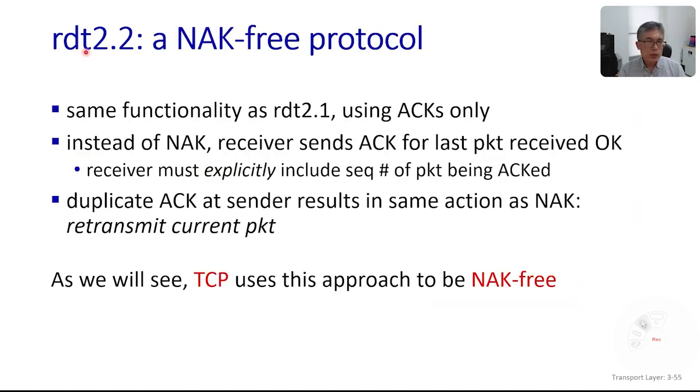Next is the RDT 2.2 case, which is NACK-free. Previously a negative ACK was used, but instead of a negative ACK, the receiver can acknowledge the last packet received okay. This is a duplicate ACK. The receiver must explicitly include the sequence number of the packet being acknowledged. Previously there was no embedding of a sequence number. Now this sequence number tells the sender this is a duplicate ACK, so the previous packet was lost. A duplicate ACK at the sender results in the same action as a negative ACK: retransmission. TCP is NACK-free, which means it uses acknowledgements with sequence numbers and makes duplicate ACKs for retransmission if needed.